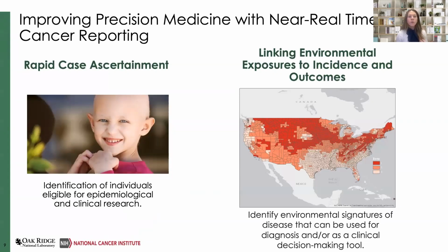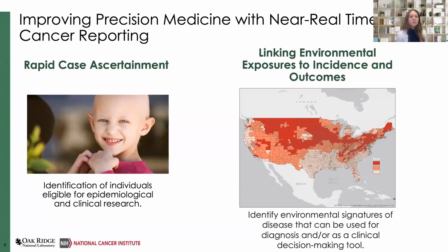So if we want to quickly identify individuals eligible for epidemiological and clinical research, and we want to make sure that we're giving everybody a fair shot at being research participants and also clinical trials participants, we need to have rapid case ascertainment. Right now, that doesn't exist at the national level. And so individuals aren't able to be identified and quickly enrolled in the trials that might help their cancer outcomes or help inform the science about cancer etiology.